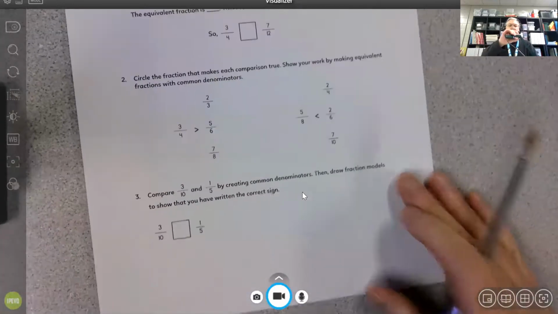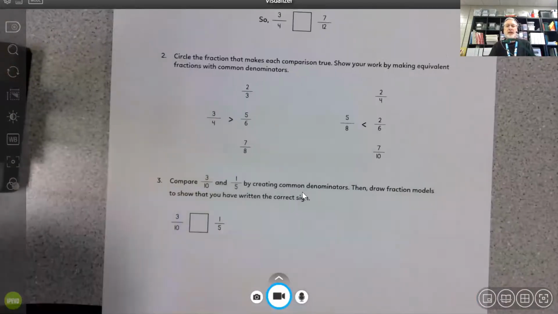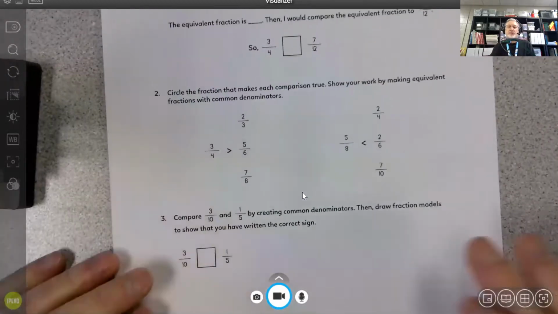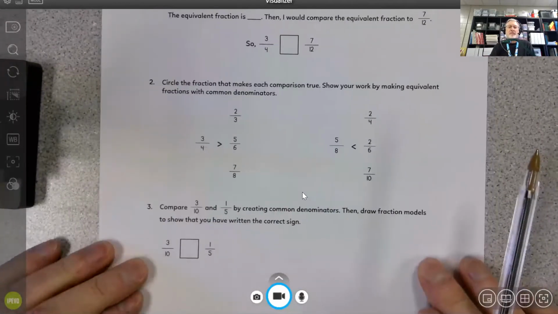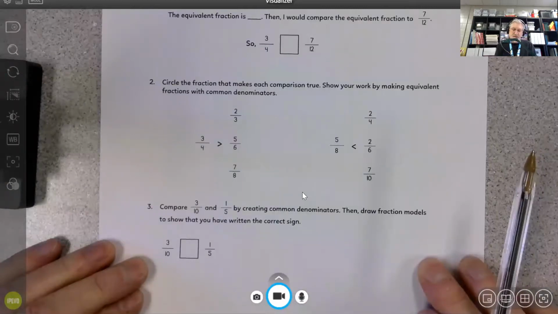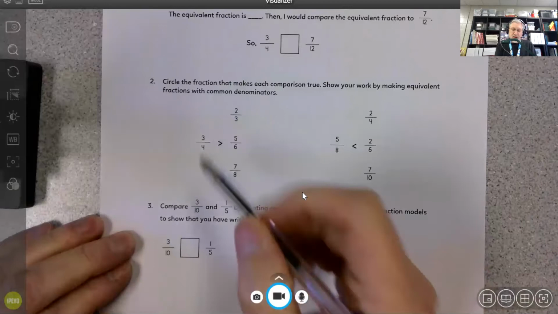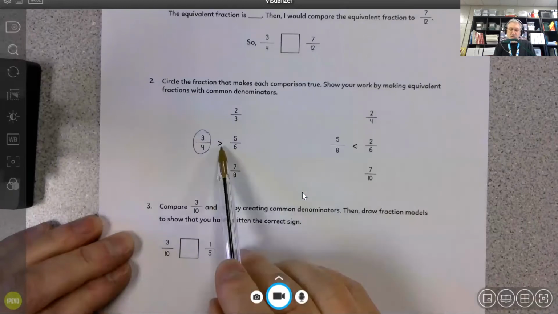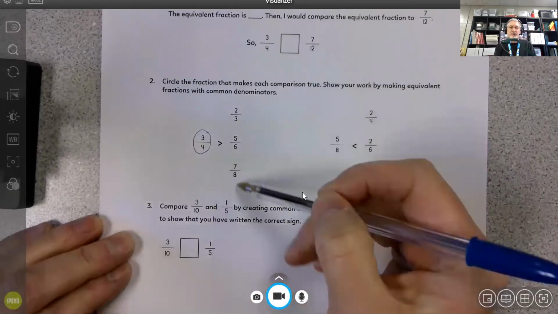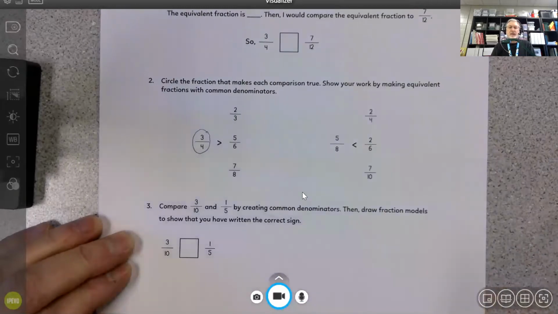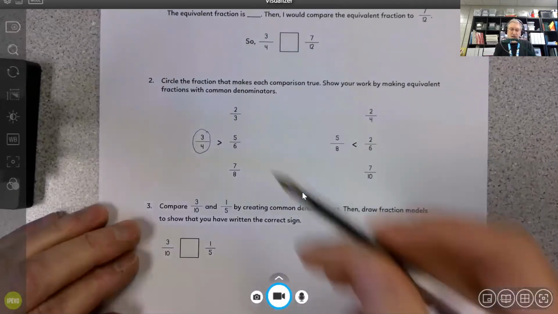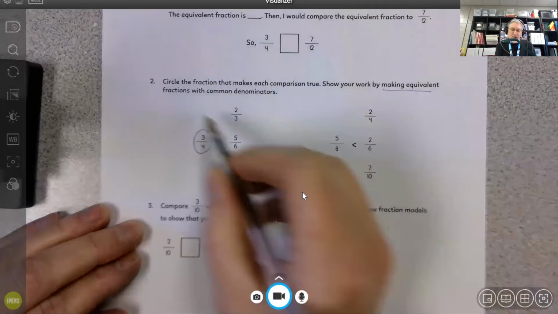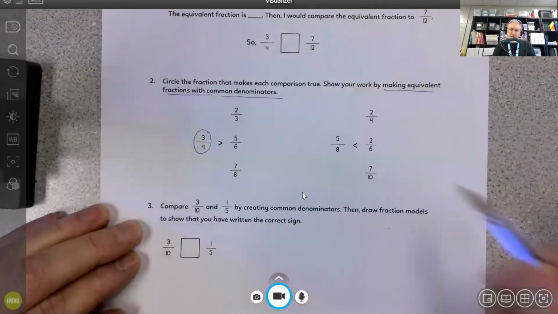Question number two does not really do a very good job of explaining what they want you to do. It says, circle the fraction that makes each comparison true. Show your work by making equivalent fractions with common denominators. So this is the fraction here that you're going to compare to, 3/4. 3/4 is greater than one of these three fractions. Only one it's greater than, okay? So you have to figure out, is it 2/3, 5/6, or 7/8, by making equivalent fractions with common denominators, okay?